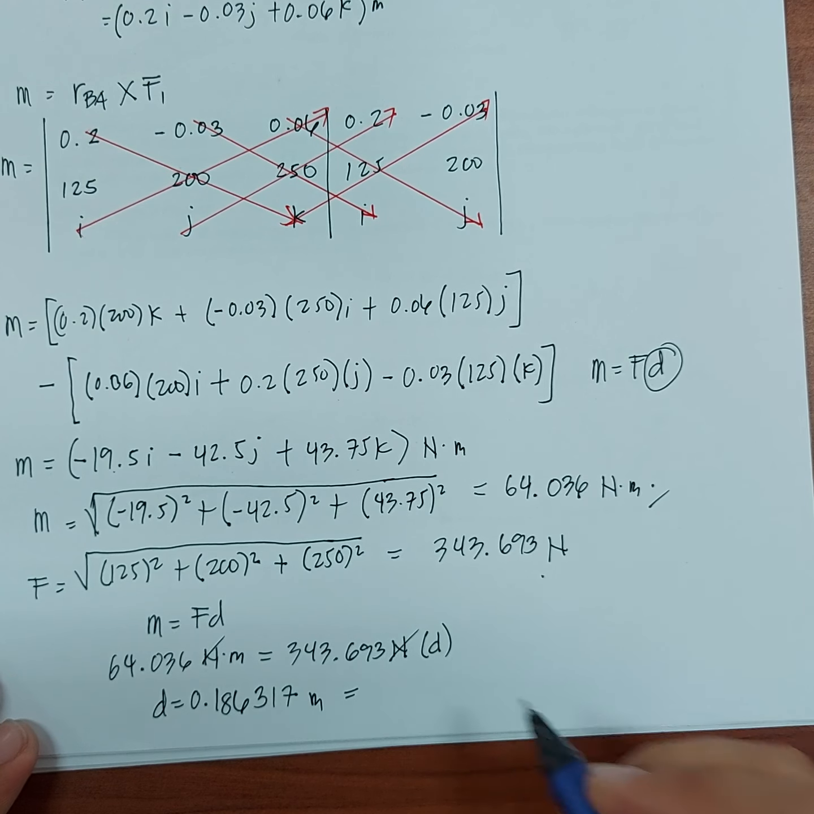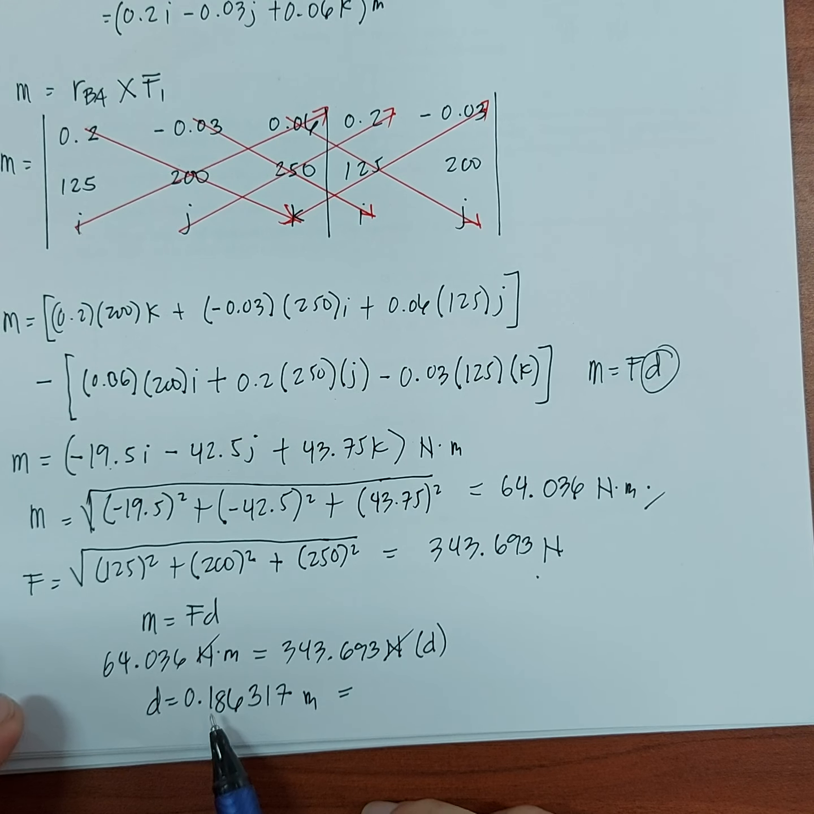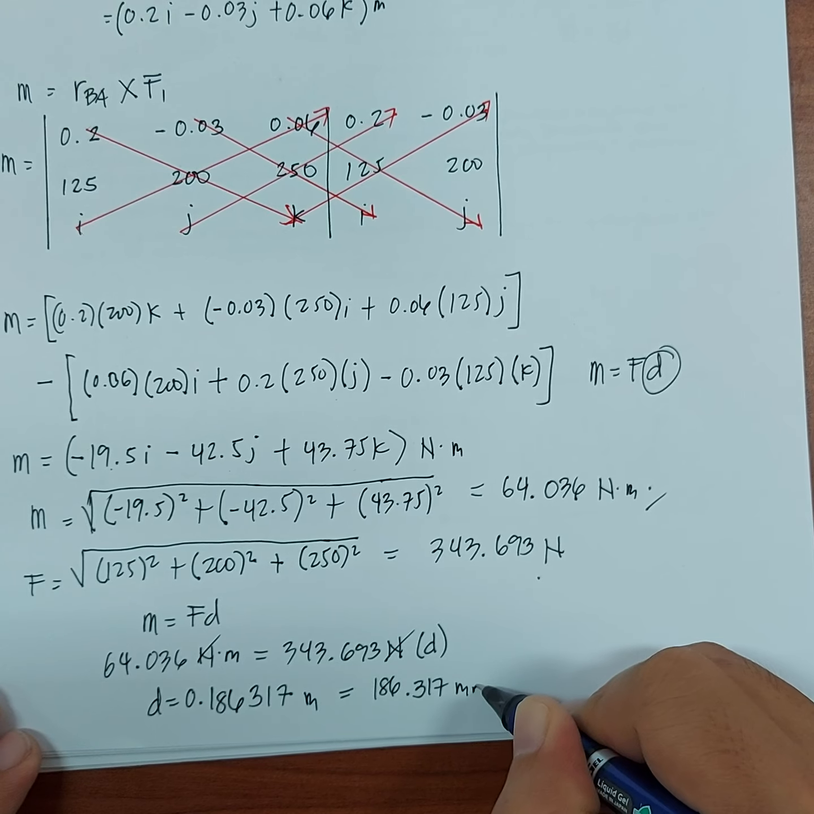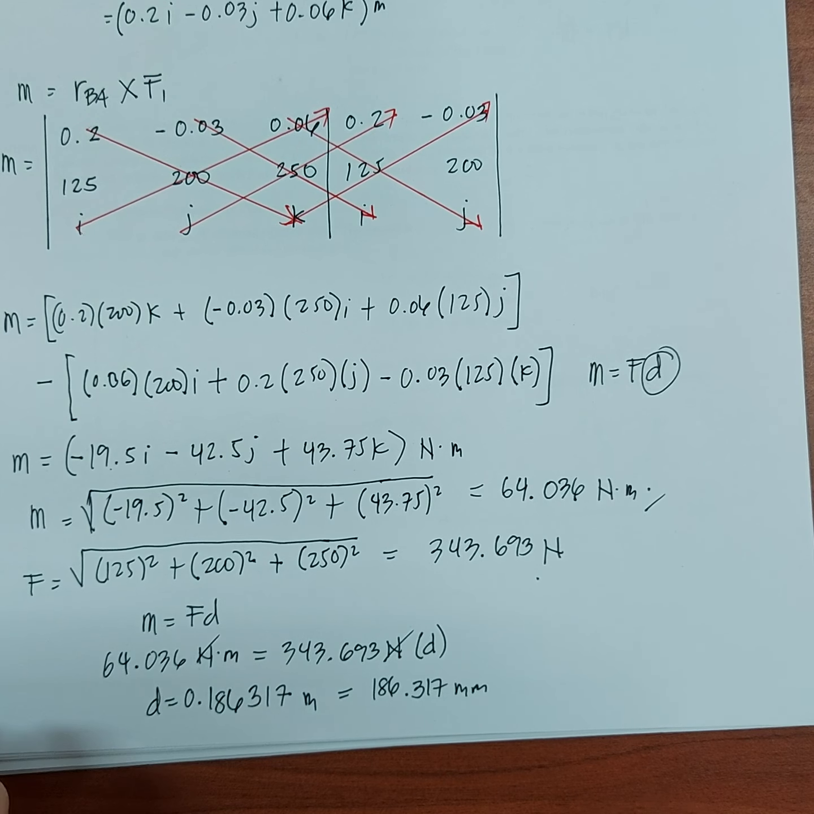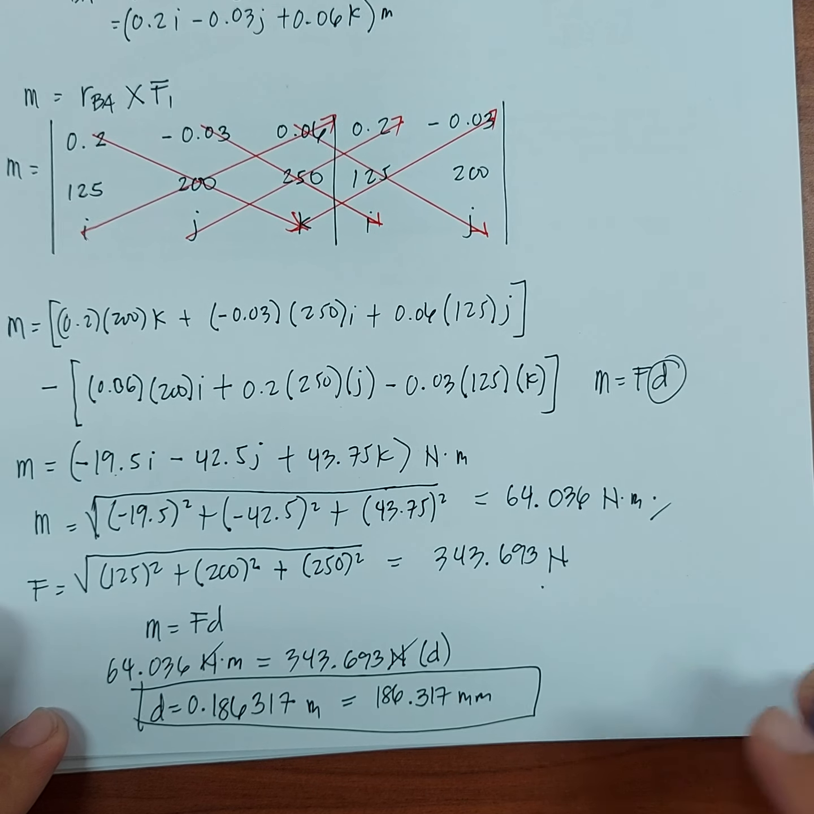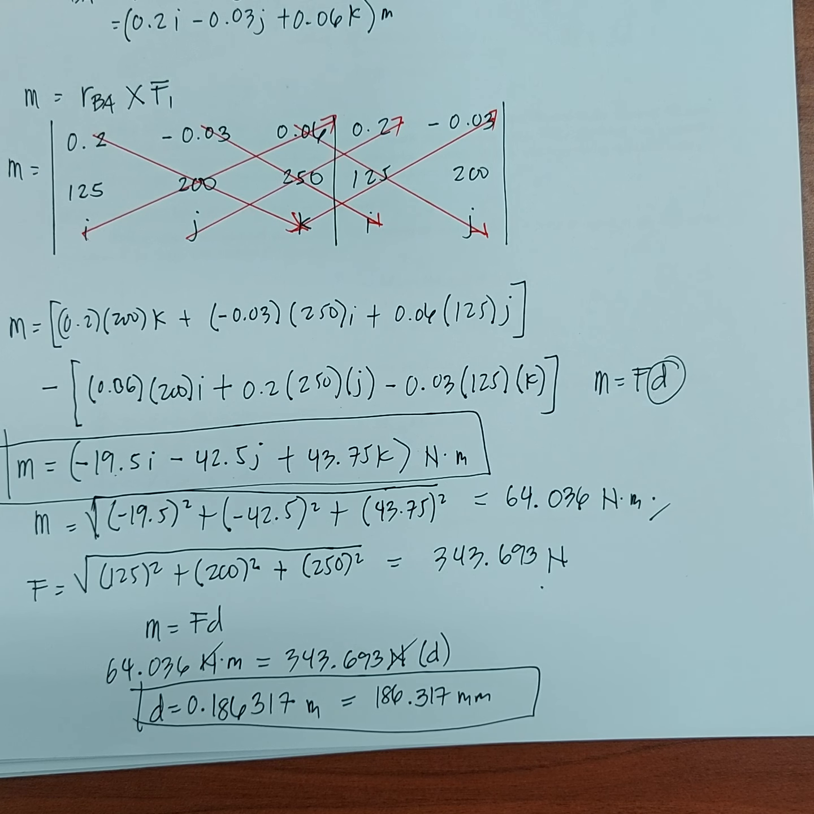meters. Or that is equivalent to, kapag, if you want it to convert into millimeters, so move lang tayo ng 3 decimal places, so i-multiply natin ng 1,000. So 186.317 mm. So that's the distance between the two forces, or the distance between the couple. Okay? So yan na yun. So ito yung moment natin. Ayan. Okay? So that's how we solve for the moment of a couple in 3 dimensions naman.